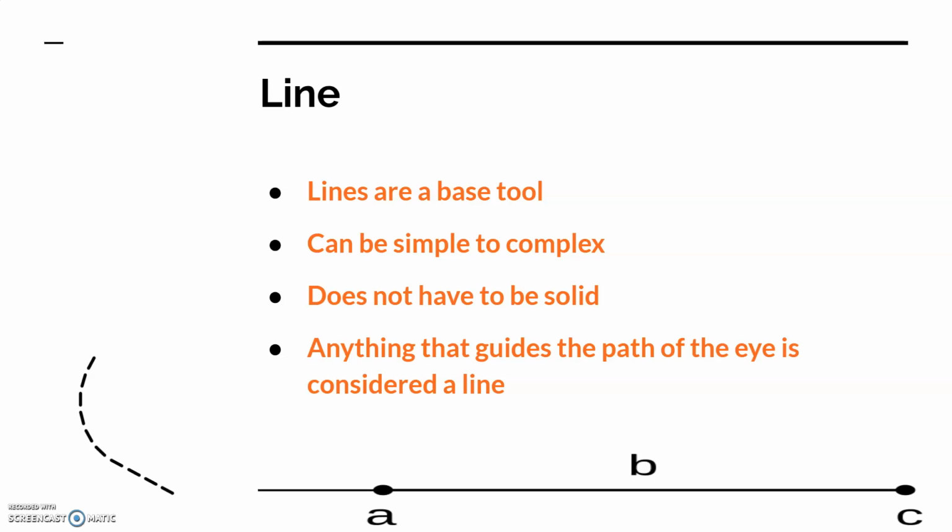Lines are one of the base tools for creating and separating positive and negative space. These lines can vary from a straight, simple point-to-point or a complex curved line that weaves across the page. These lines don't even have to be solid. These lines can be traced with our eyes and imagination to create borders for anything that guides the path of the eye is a line.